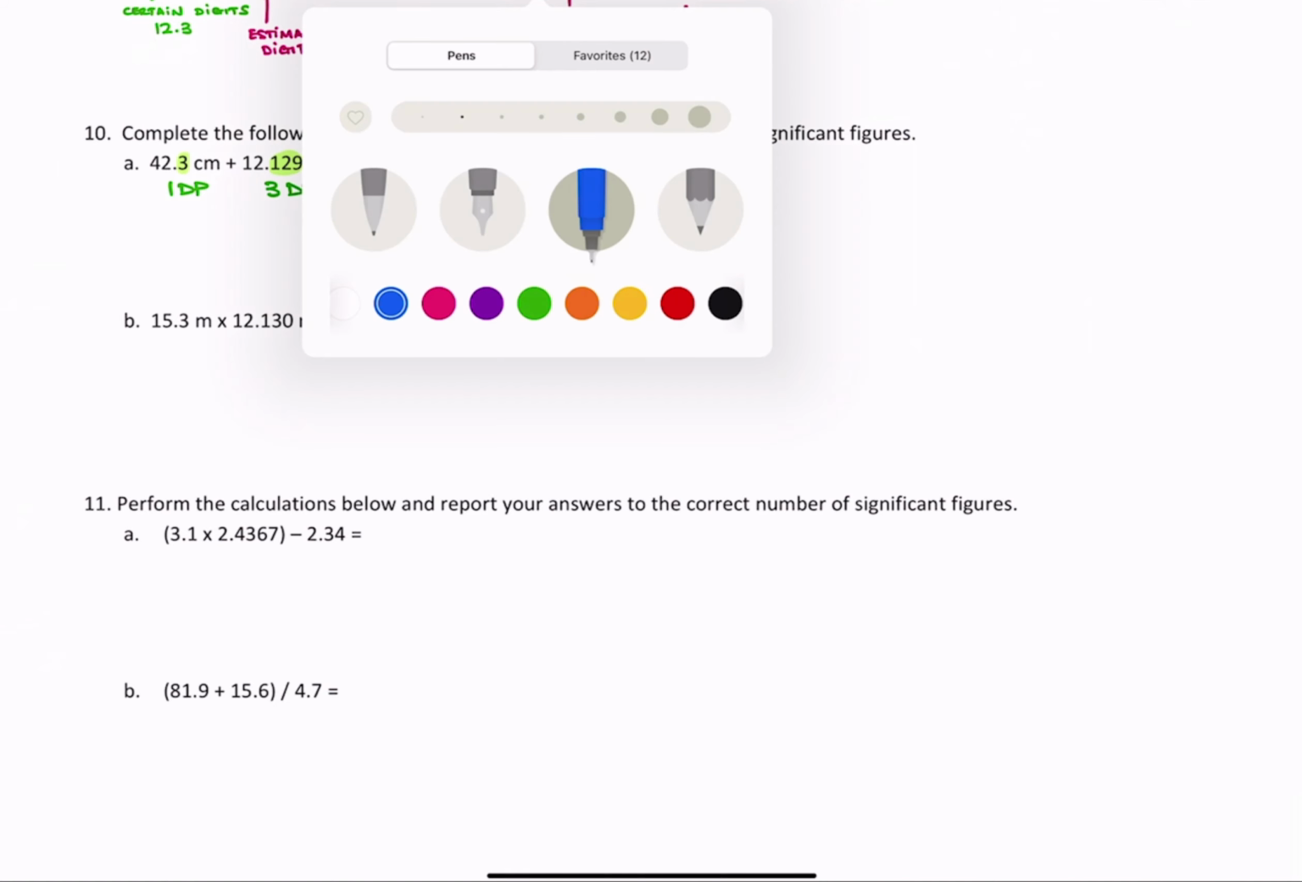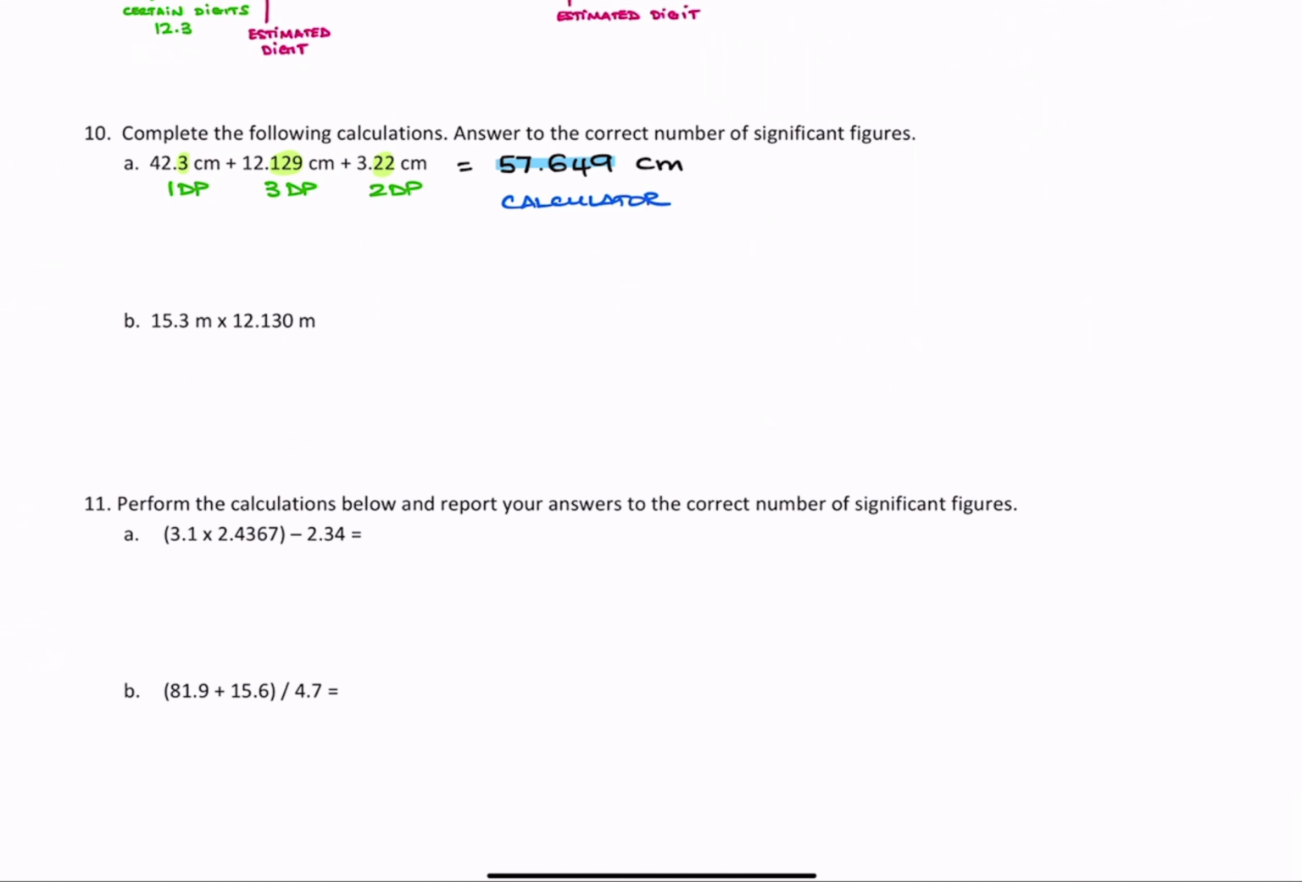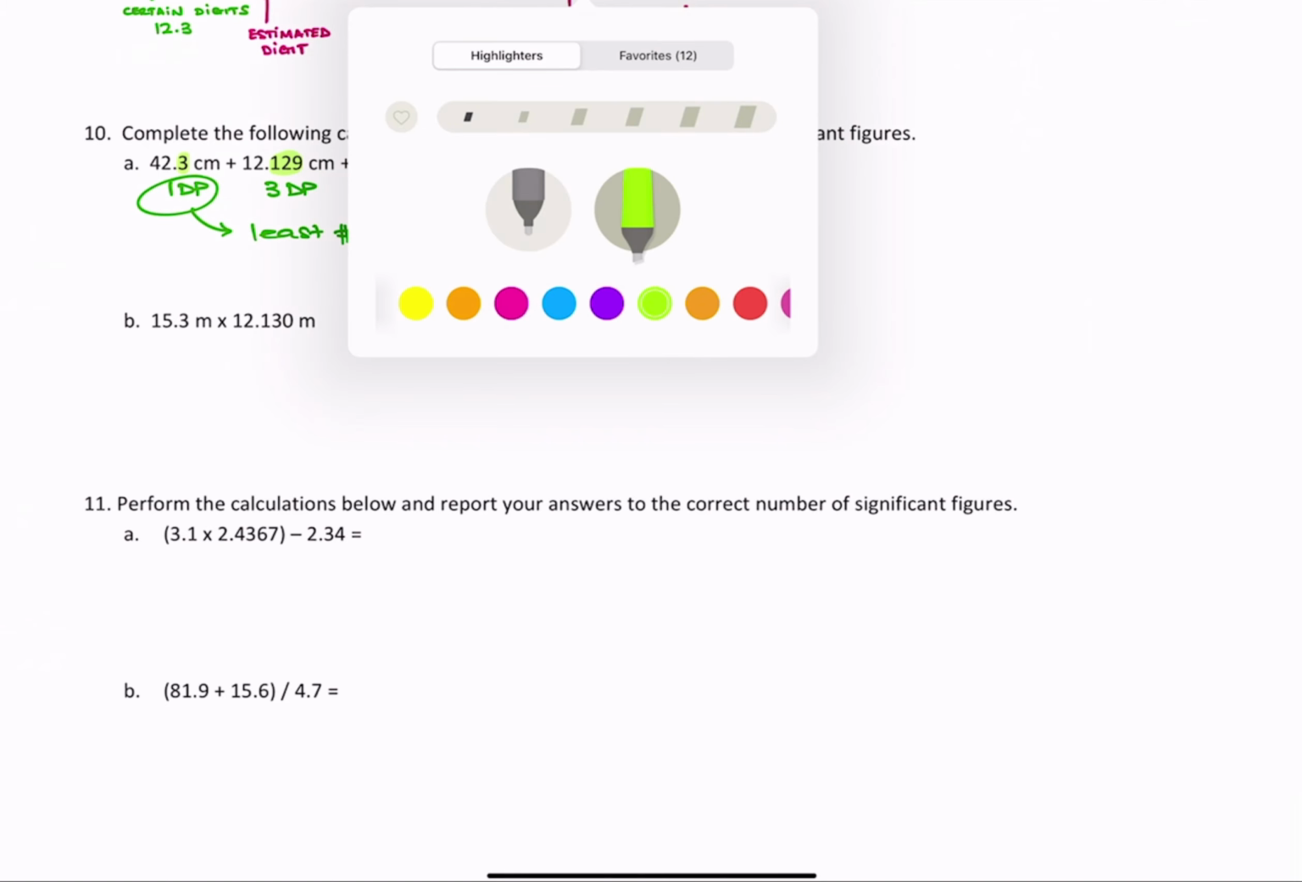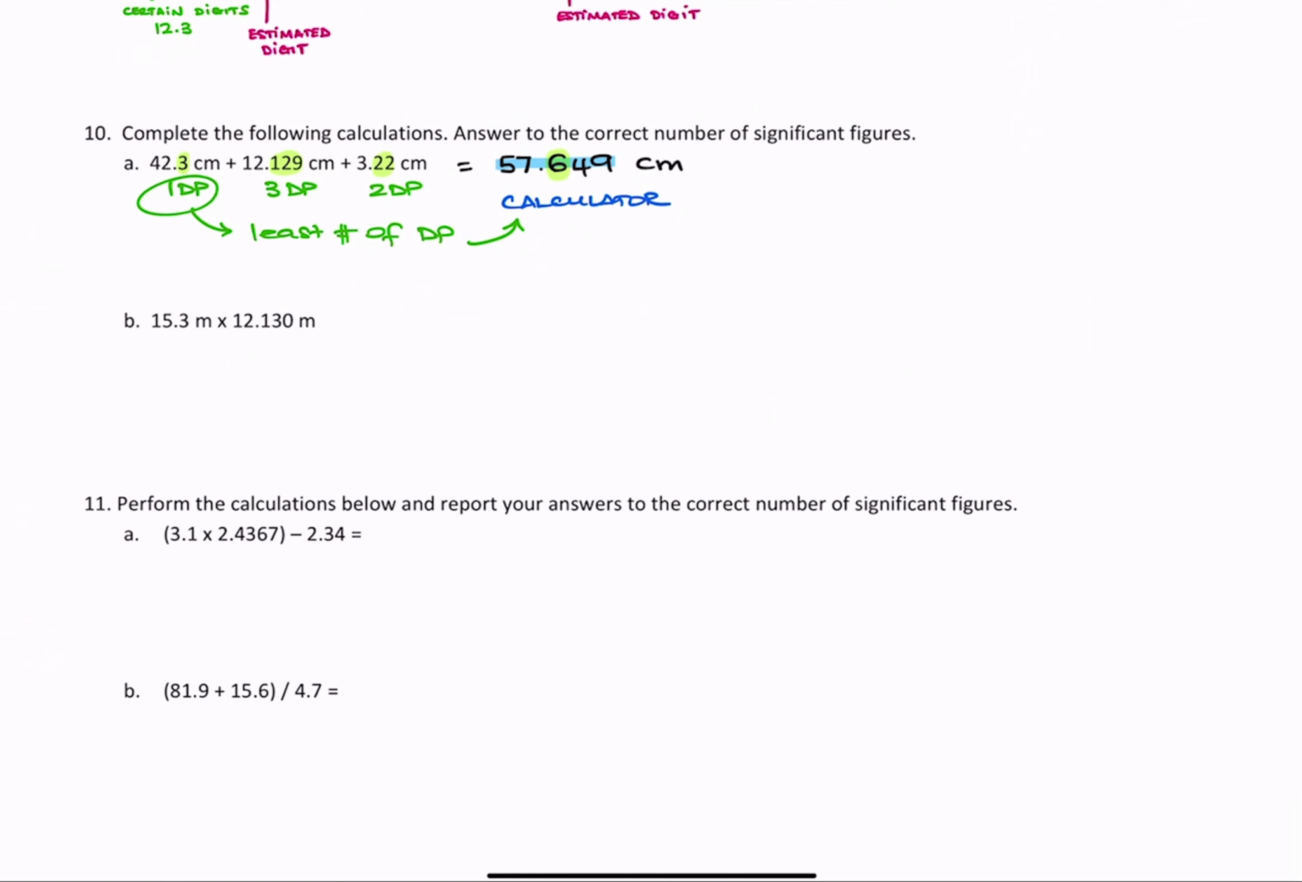We're going to apply the rule of addition that goes with the least amount of decimal places. One decimal place is the least number of decimal places, so this is what I'm going to keep for the answer. We will only keep one decimal place. Therefore, we are dropping a 4 and we're going to round down, and our answer will be 57.6 centimeters to the correct number of sig figs.